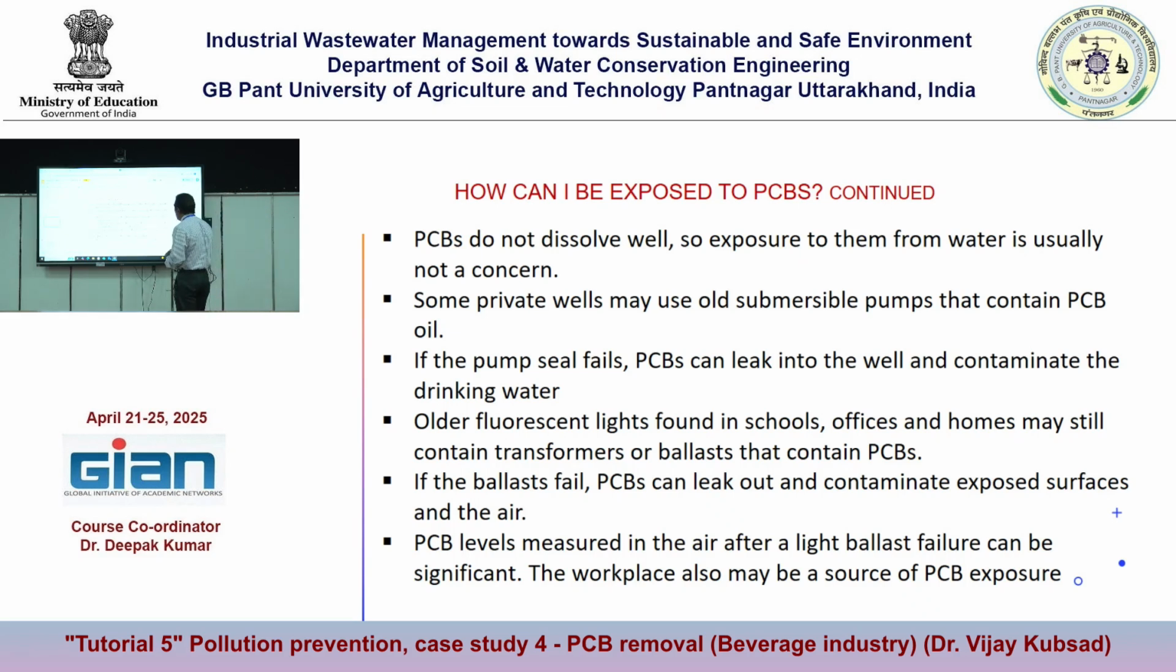Old fluorescent lights found in schools, offices and homes may still contain transformers or ballasts that contain PCB. See how, from where it is coming, how are you going to find the sources? It is everywhere, because earlier people were using it, and still people are using it in other countries. PCB levels measured in the air after a light ballast failure can be significant. The workplace also may be a source of PCB exposure, right?